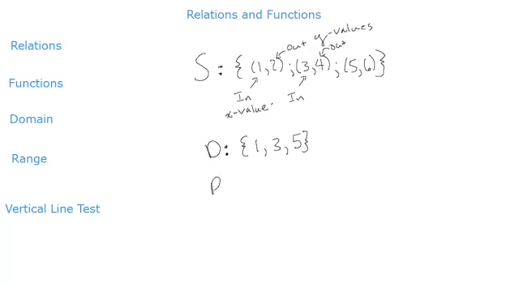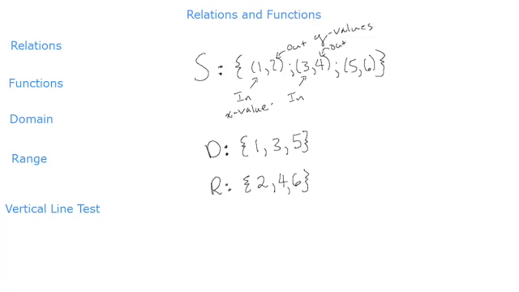The range would be 2, 4, 6, because these are the outputs. That's the set of outputs, or Y values. Does that make sense? So the domain in this case would be 1, 3, 5. The range would be 2, 4, 6. Any questions on that? All right. We've got domain, we've got range.